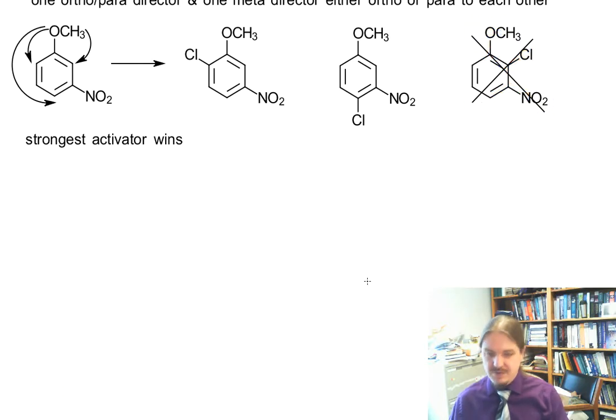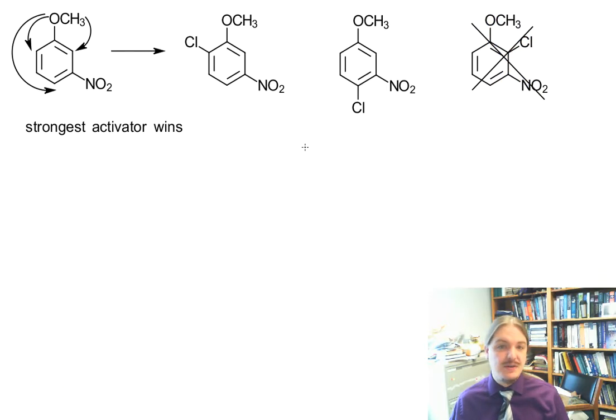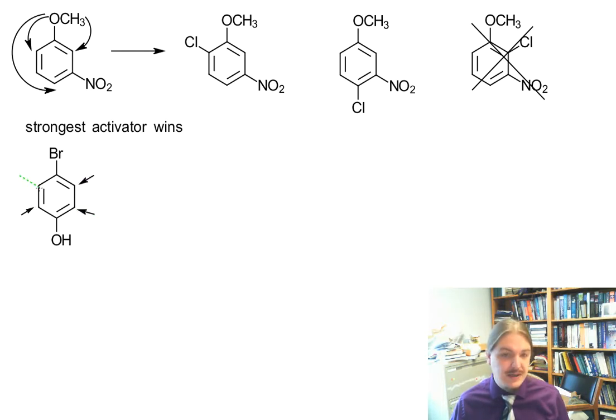And then I'm going to finish off doing two examples with similar behaving functional groups. So I'm going to have a methyl group, and we're going to put the phenol here. Actually, let's put a bromine and a phenol, and both of these are ortho-para directors. So again, the phenol's going to direct here and the bromine's going to direct here. But again, we follow the same rule that the strongest activator wins.